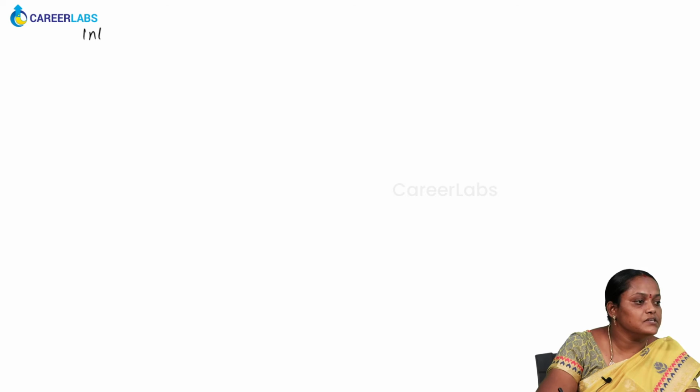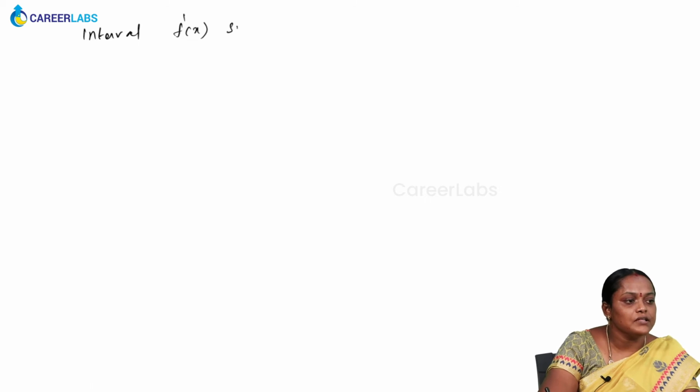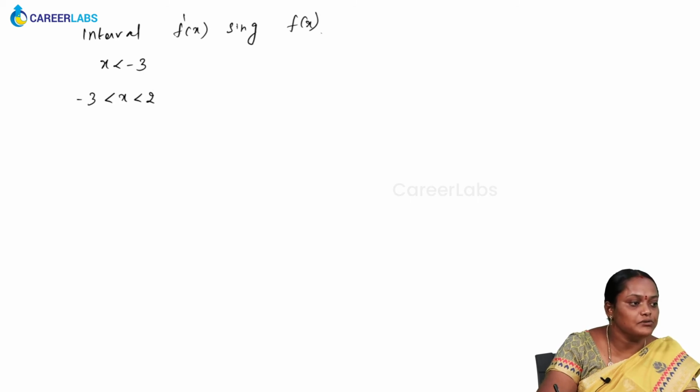Let the first column be interval, the second column be f dash of x, then the sign of the function, then the conclusion based on this f of x. So here we have divided the interval into 3 different parts: x less than minus 3, minus 3 less than x less than 2, and x greater than 2. Okay. So what is the value of f dash of x?